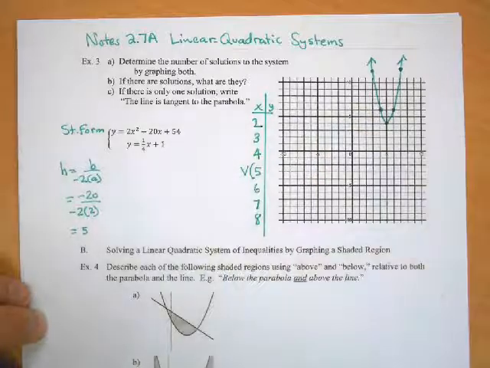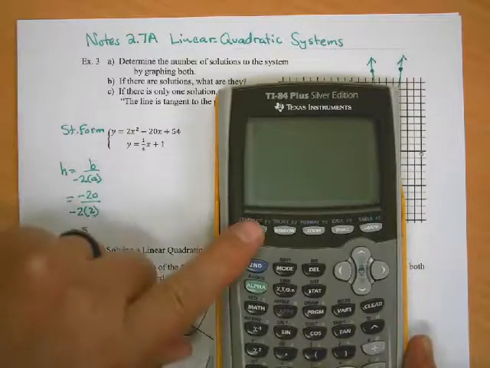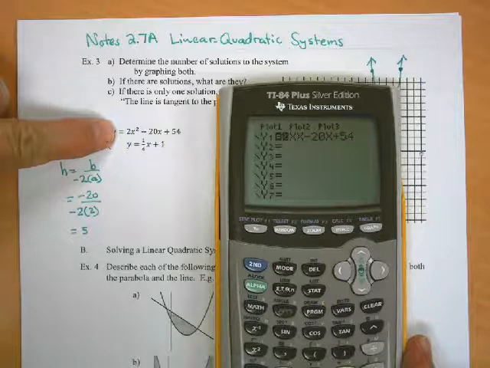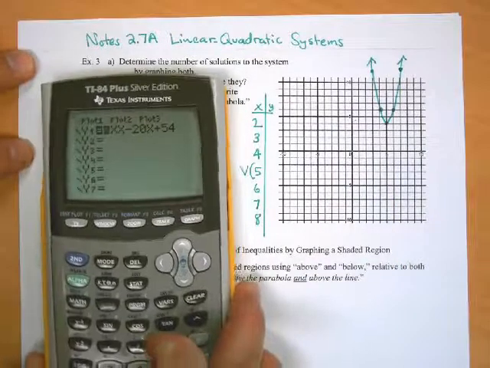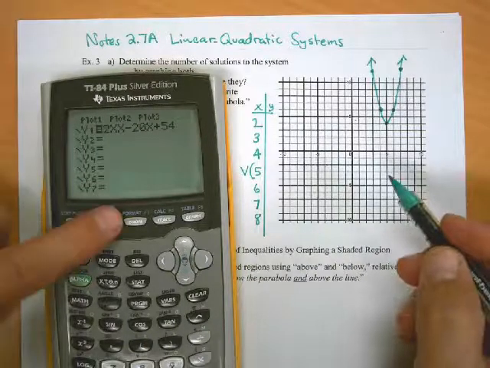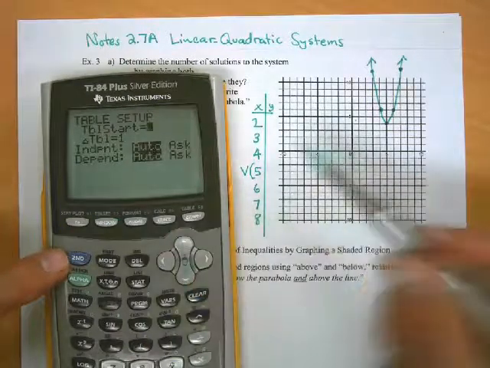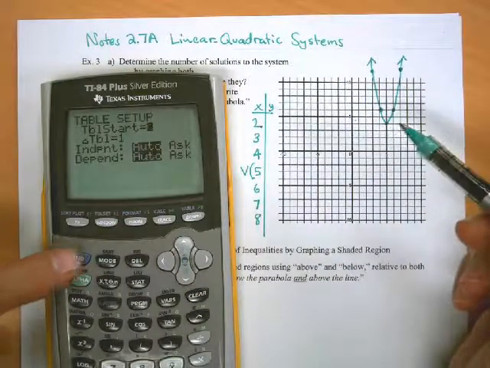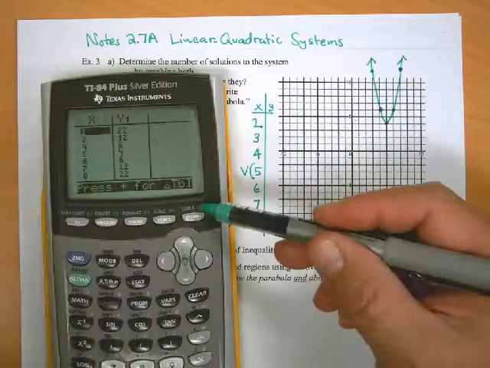Okay, the next thing you want to do here is go to your y equals key and type in the equation of the parabola. And then once you've got that typed in, you want to go to your table settings, which is right above the window key on a TI-84 calculator, and your table start value is 2. So now I go second, and on the other side of the calculator you'll see where it says table.